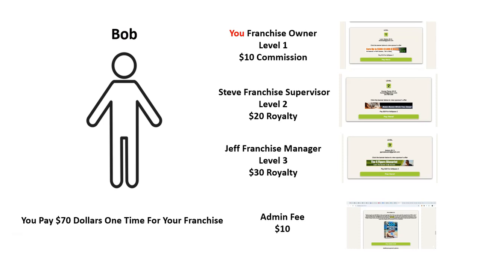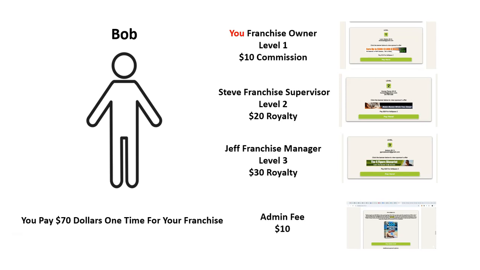Okay, now you're posting on Facebook and you attract Bob. So Bob is going to pay $70 like you did, right? So Bob pays you a $10 commission. Bob pays Steve a $20 royalty. And Bob also pays a $30 royalty to Jeff and a $10 admin fee for his website to admin.